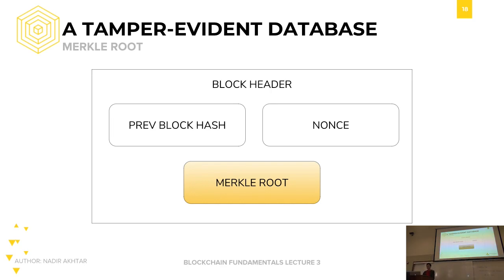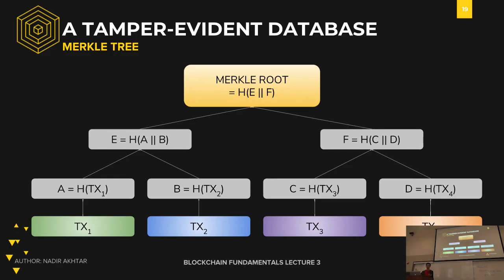The Merkle root is, if anyone has seen, does anybody know what a tree is in computer science? How many people know that? Yeah. So a Merkle tree is basically a binary tree of a bunch of hashes. On each level, we have hashes of the previous level. At the very base, we have all our transactions that we want to include in a block and that we want to verify, right?